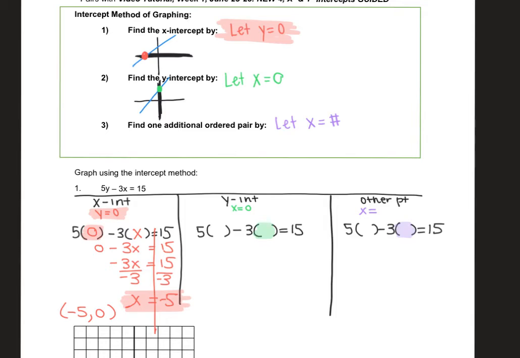Now, for my y-intercept, I know that I'm plugging a 0 in for my x, and I don't have anything for my y. I don't have anything to substitute, so I have to plug my y back in, and now I have to solve it. So I have 5y minus 0, because 3 times 0, equals 15. Again, line down my equal sign. I have 5y, my 0 drops out, equals 15. I solve, I get y equals 3.